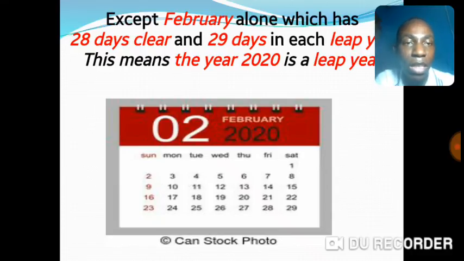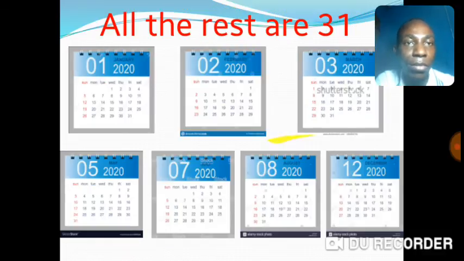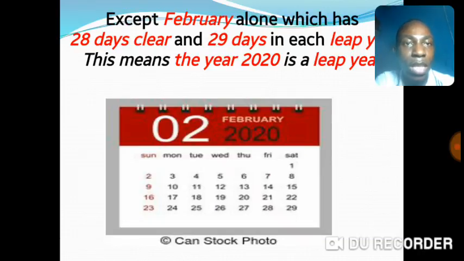Now let's get back and have a rhyme or song. 30 days has September, April, June, and November. All the rest are 31, except February alone, which has 28 days clear and 29 days in each leap year.